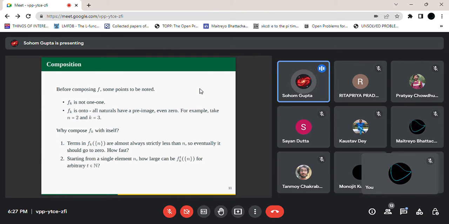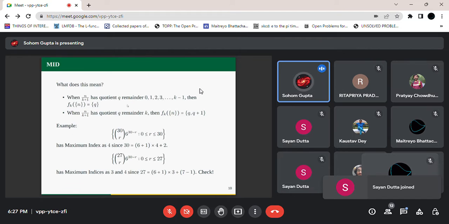Okay. So now that we have completely characterized what fk is, it's just floor of n by k plus 1 and floor of n plus 1 over k plus 1. You'll want to compose f. So why do you want to compose f, and what are the properties of f first? So first we said fk is not 1-1. And how do you actually see that it's not 1-1? Let me go back and try to take some examples.